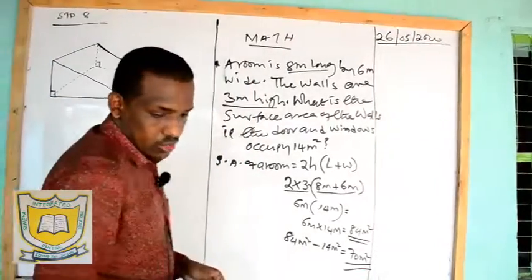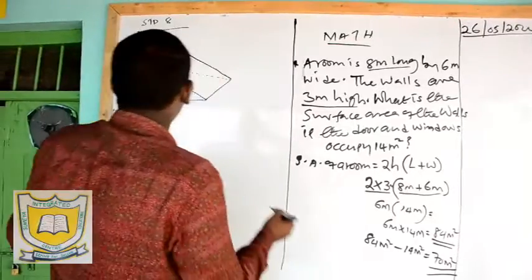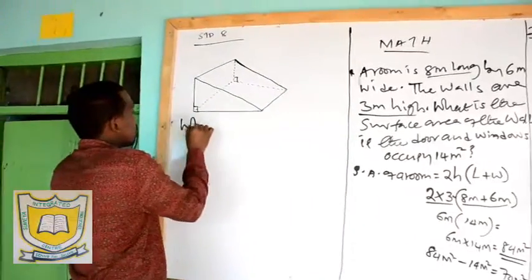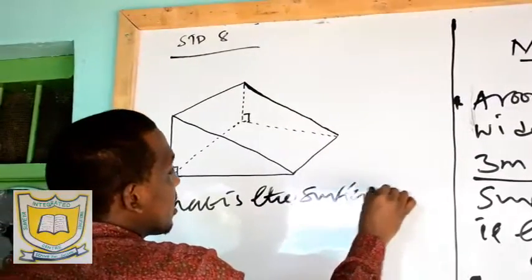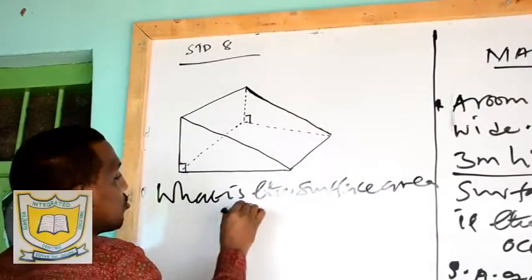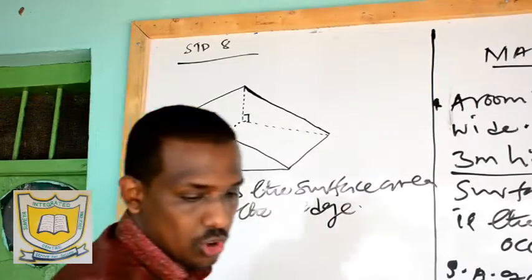Here, there's also another question. You are told, what is the surface area of the wedge?